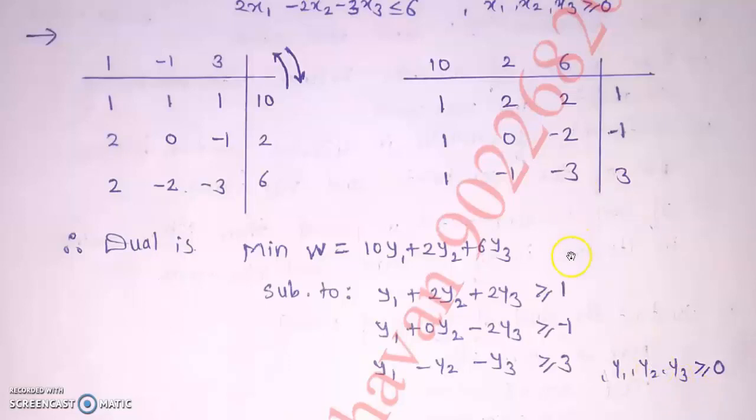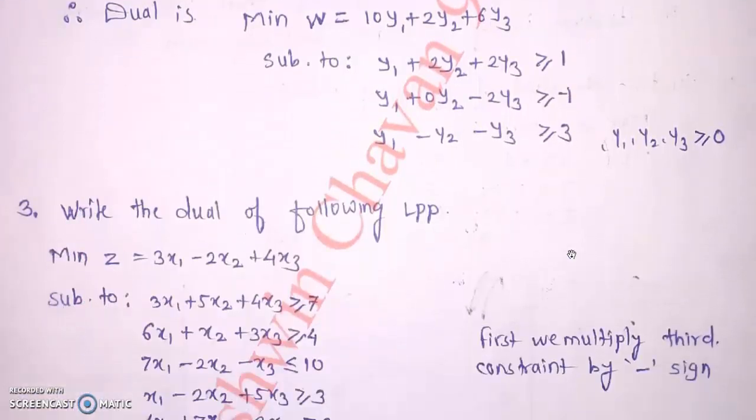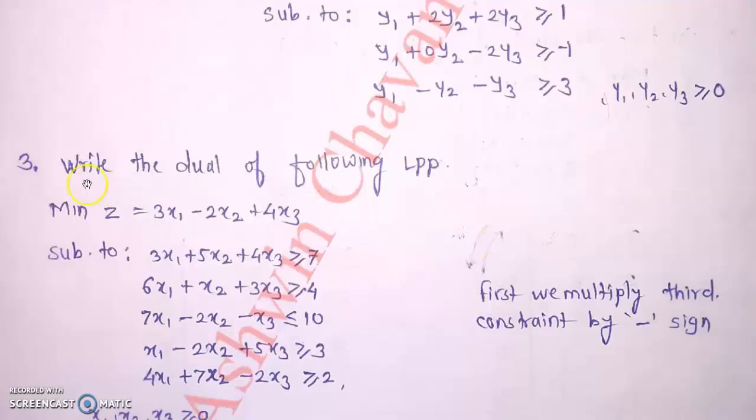Okay, so these two examples were of the same type. Let's see one more example with a little change. Write the dual of the following LPP. So now this is the first example of minimization. Minimize Z equal to 3x1 minus 2x2 plus 4x3, subject to 3x1 plus 5x2 plus 4x3 greater than or equal to 7, and all the other constraints are as seen.